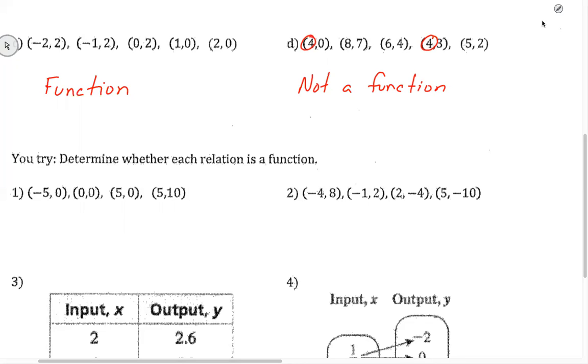I'm not going through all of these problems just because there's a lot of them. I put a lot of them in here so I can pick and choose which ones.